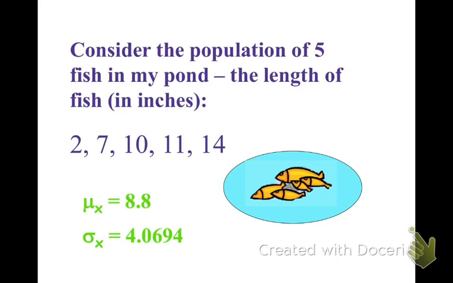The mean of the population of 5 fish in the pond is 8.8 inches. The standard deviation is 4.0694. Now notice that we're using an annotation here. We have the mean of x, where x is the length of a fish in the pond, so a length of a randomly selected fish. So this is the mean length of all the fish, and this is the standard deviation of all the fish lengths. Now we're going to build a sampling distribution. We're going to take samples from this population.